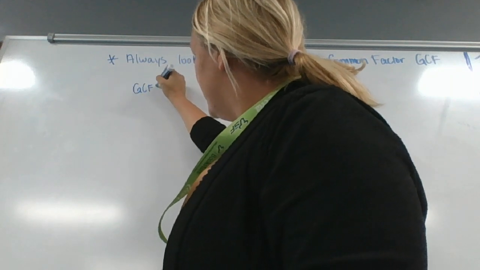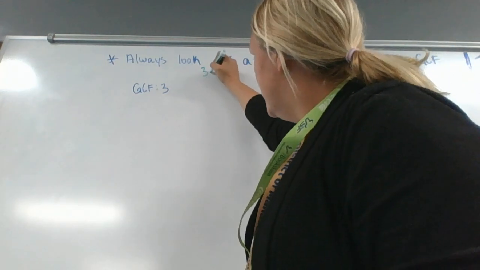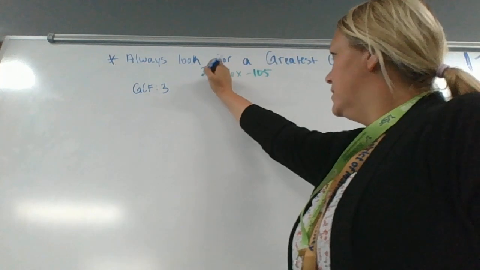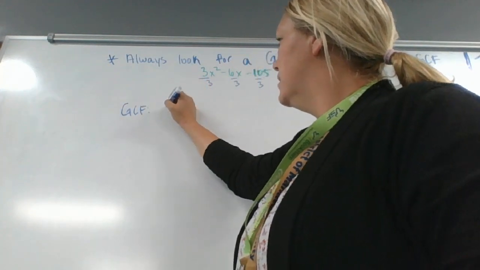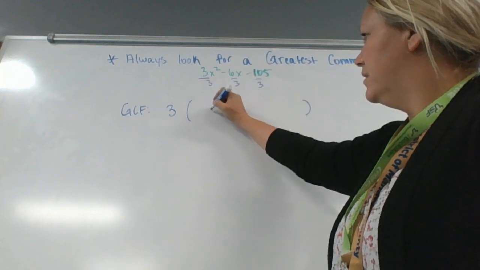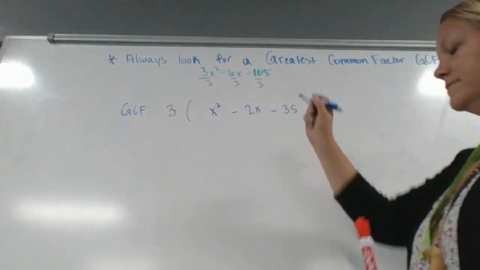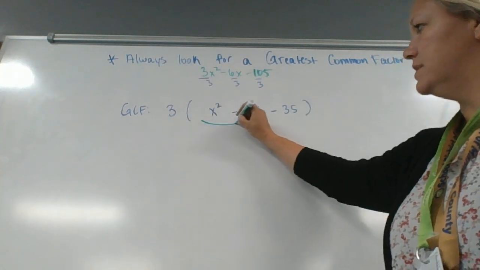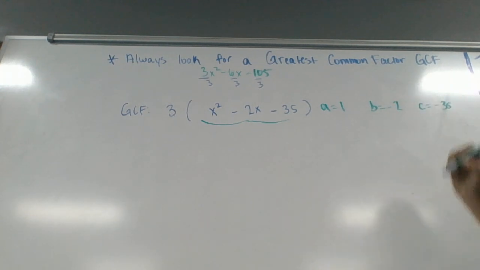This time we're going to divide everything by 3. What is it? It's 3x squared minus 6x minus 105. So I'm going to divide by 3, divide by 3, divide by 3. And I'm left with x squared, minus 2x, minus 35. Now I'm going to go back to number 1. I'm going to do it just like number 1, but I'm going to use these numbers, where A is 1, B is negative 2, and C is negative 35. So go ahead and go.